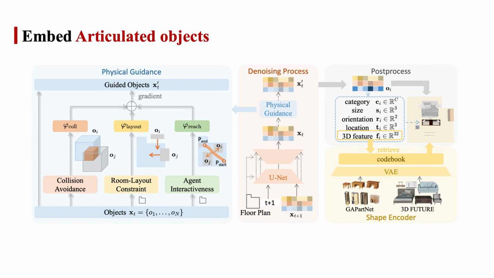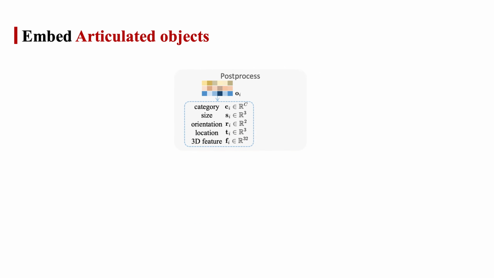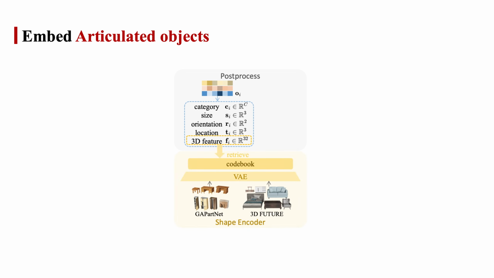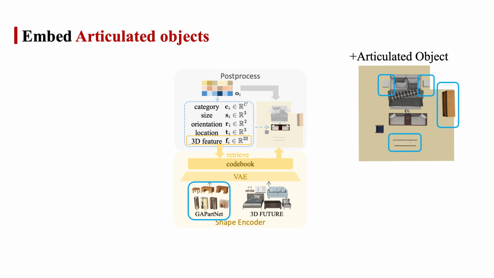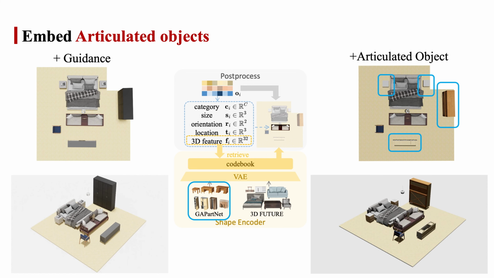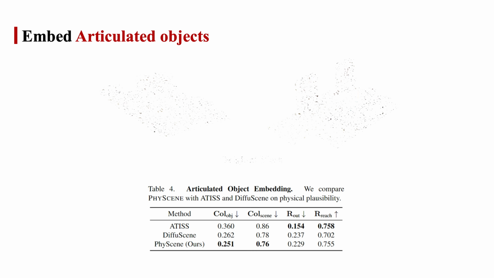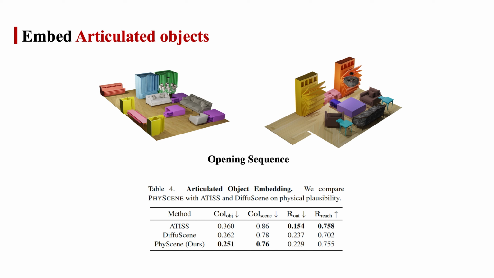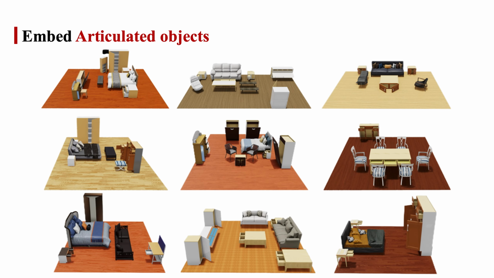Furthermore, to generate scenes with articulated objects, we predict the scene layout with object 3D features. The 3D feature is acquired from a variational autoencoder trained with 3D-FUTURE and GAPartNet, even if the object is not shown in the scene dataset. The articulated objects have several joints and parts to interact with. Here are more results with articulated objects.